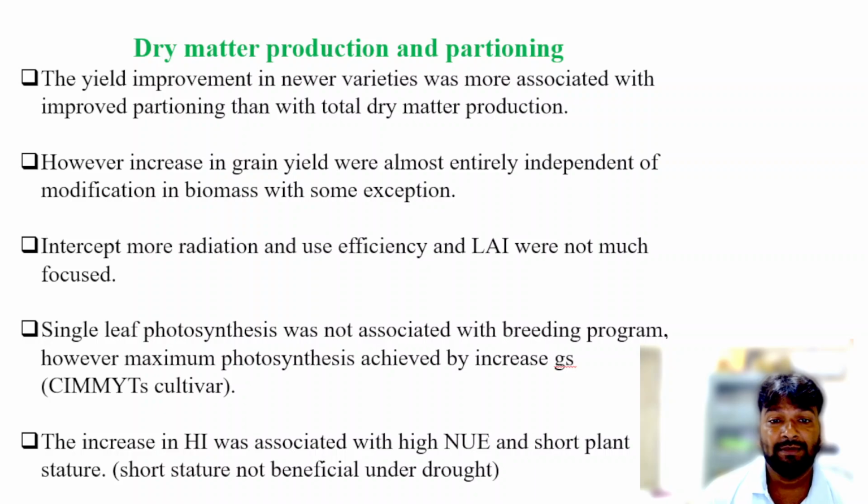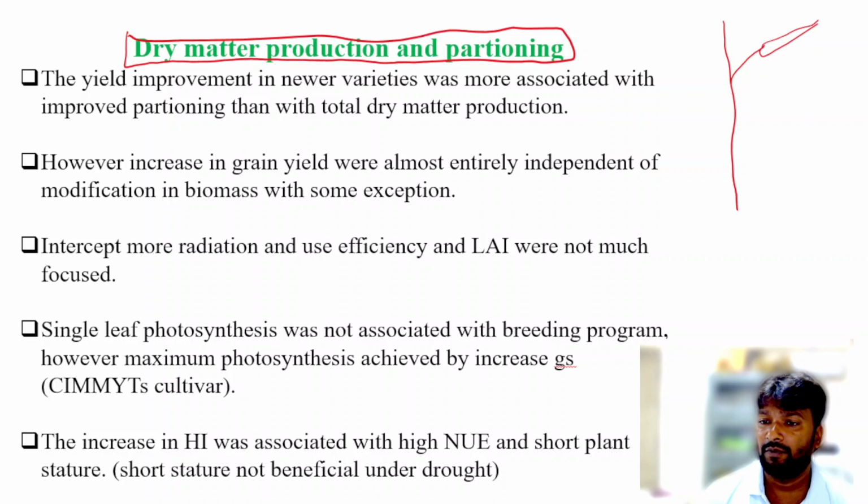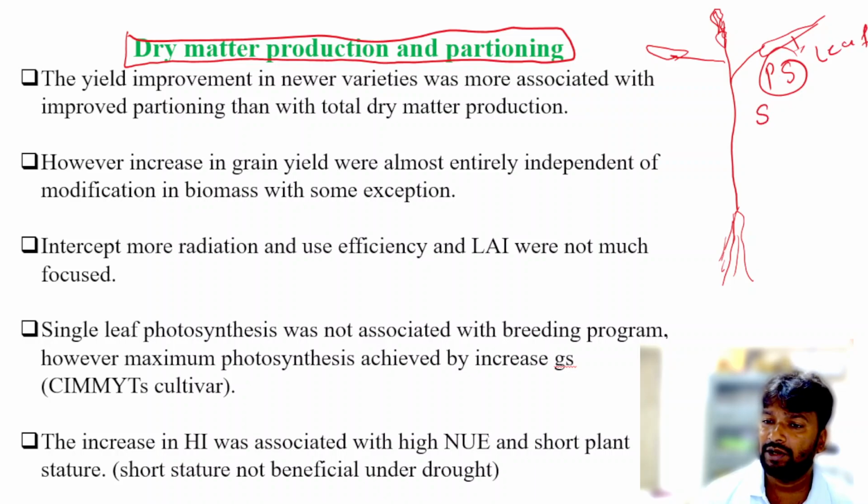Next is the dry matter production and partitioning. Okay, so friends, you know that this is a plant and this is a leaf of wheat. Okay, this is the flower of wheat and these are the roots of wheat. Okay, so these are the photosynthesizing leaves, that are also known as source tissue, and these leaves are able to do photosynthesis and are also responsible for biomass production.